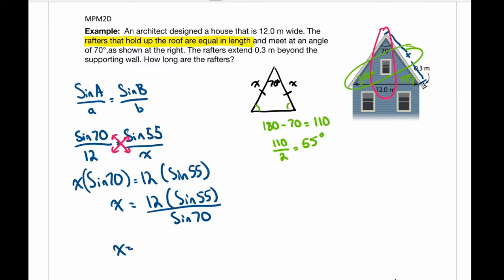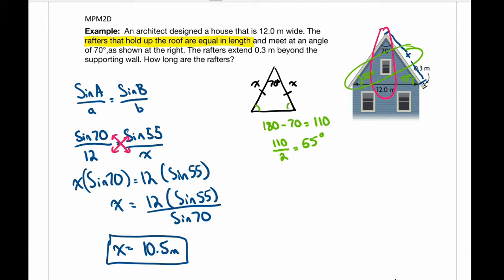Again, you can do this all at once on your calculator, or you can break it down into two steps. Simplify the top, simplify the bottom. Either way, in the end, you should get 10.5 meters as your length for X.